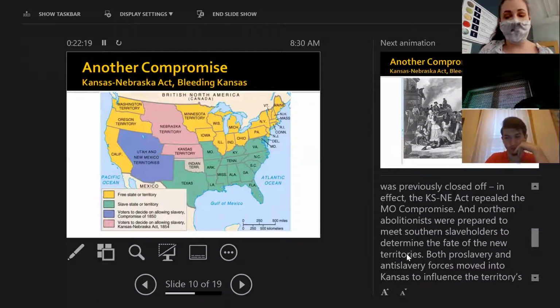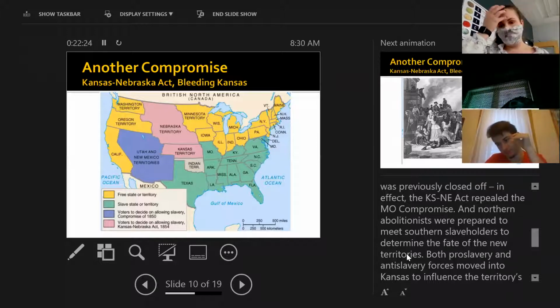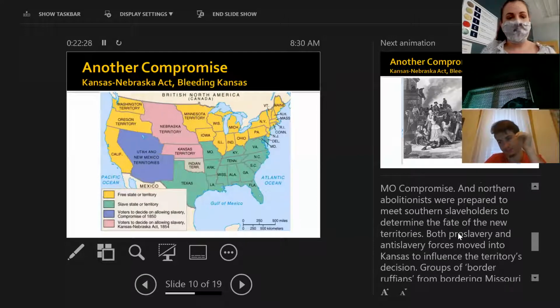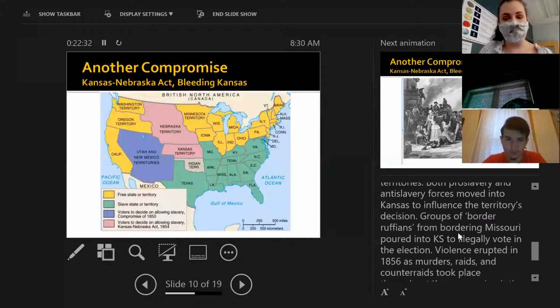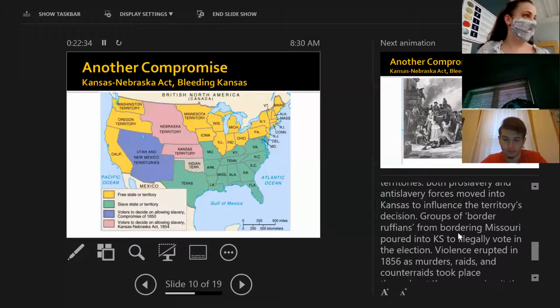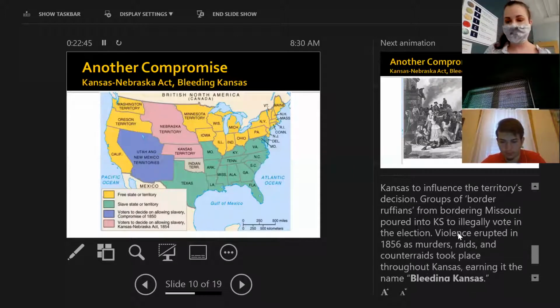The North thought this was unfair because these territories were above the Missouri Compromise line.